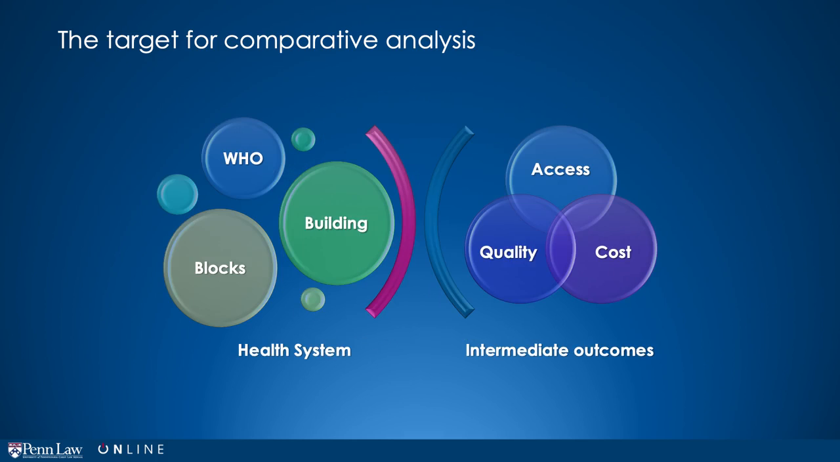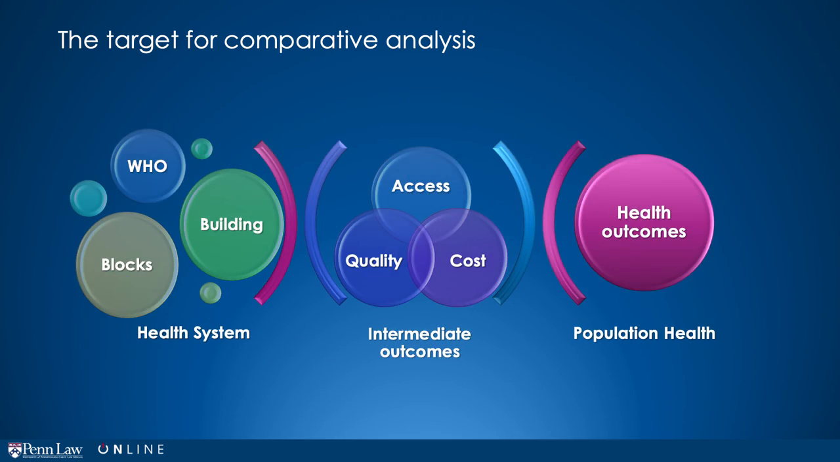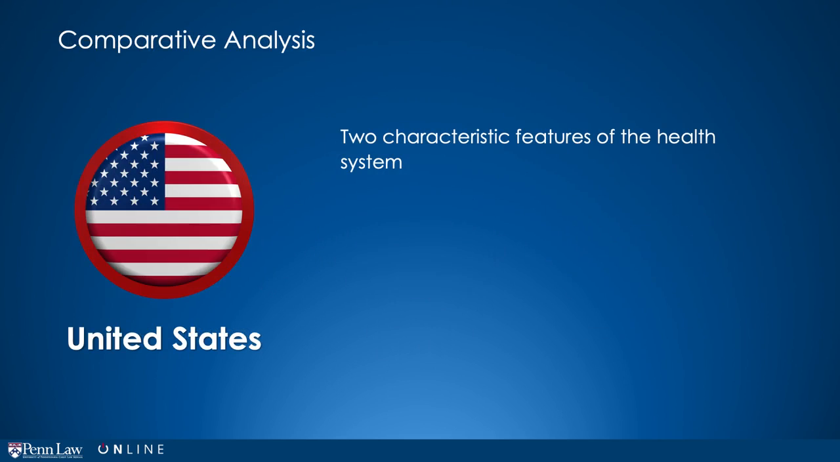And we're concerned with two kinds of outcomes. We're concerned with intermediate outcomes, which we would normally measure as access to care, cost of care, and the quality of care, and with ultimate outcomes, which are population health outcomes. Here, in particular, we are concerned with whether or not the health of the population as a whole is improved by the health system.